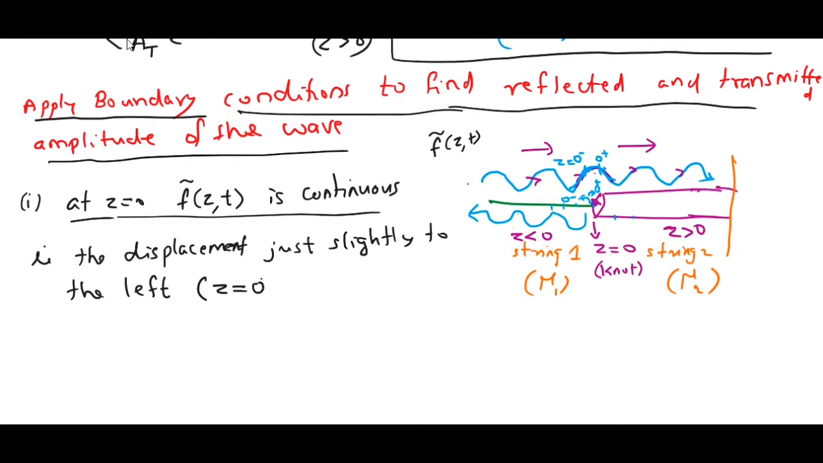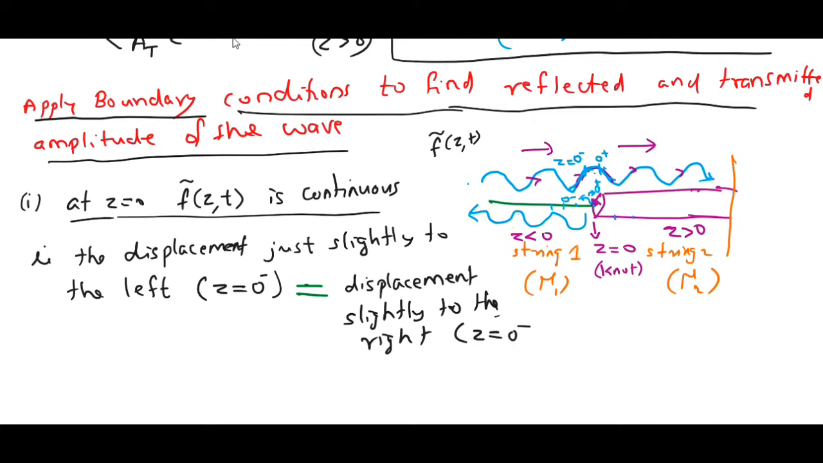Left means z is equal to 0 minus point. Z is equal to 0 അല്ല, 0ന് തൊട്ട ബാക്കിലുള്ള പോയിന്റ് 0 minus. That will be equal to the displacement slightly to the right, that is z is equal to 0 plus.